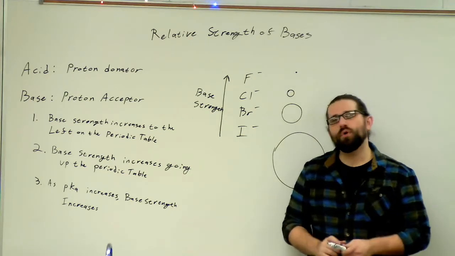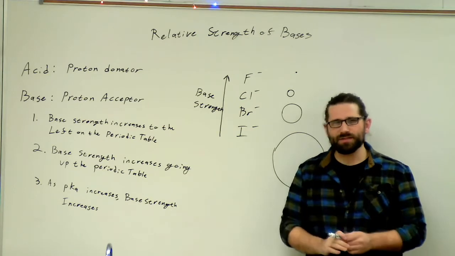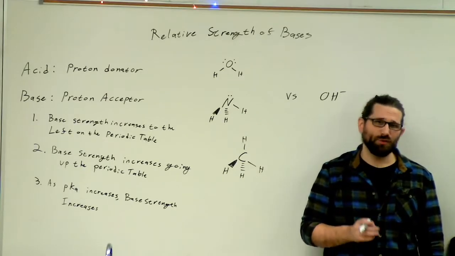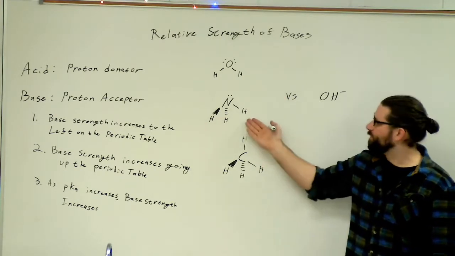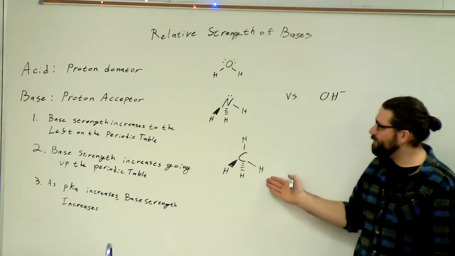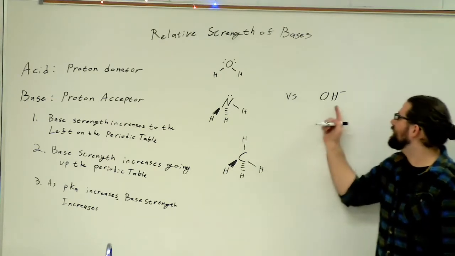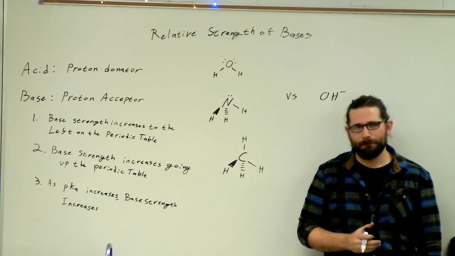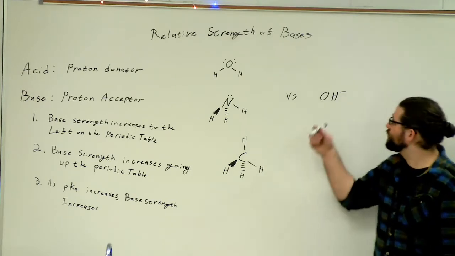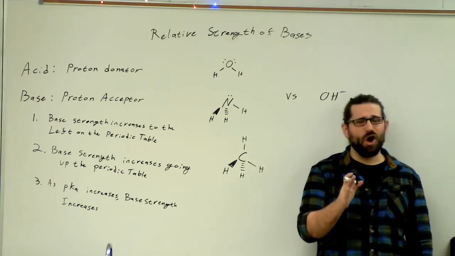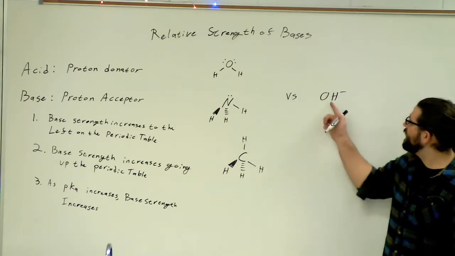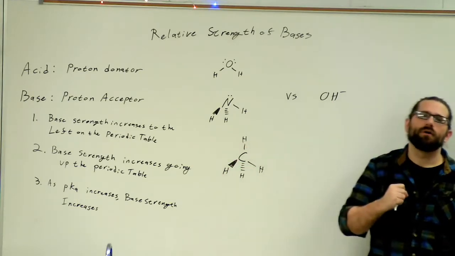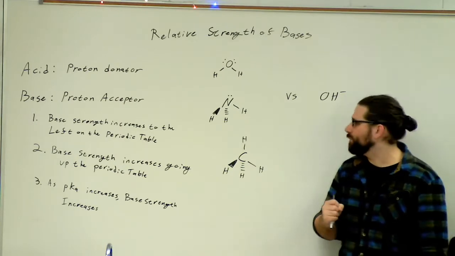Now, before we hit point number 3, let's look at some different examples. I've got a few different molecules drawn up here. First, I've got H2O, water. Then I've got ammonia. And then I have methane. All versus the hydroxide anion. Now, I mentioned earlier, the hydroxide anion is kind of the star of bases. And that's because it's very good at picking up a proton off of another atom.